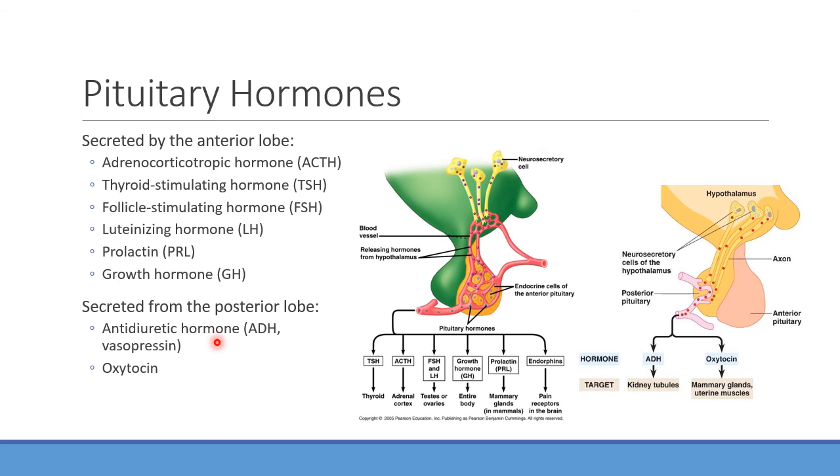And what do you think this does? Retains fluid, stops you from peeing, basically, just by looking at the name, right? Antidiuretic. And then there's oxytocin. We mentioned it's kind of like our love hormone. This is what helps mom and baby to bond after birth. So we'll see that also has some function as well. So these two are going to be from the posterior lobe. The rest of these are going to be coming from the anterior lobe of the pituitary gland.